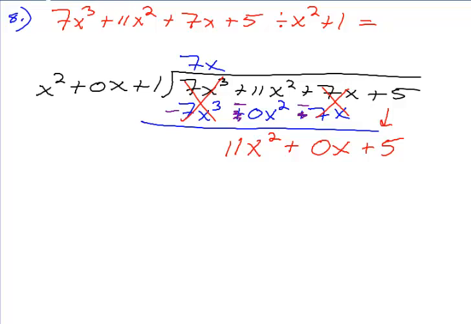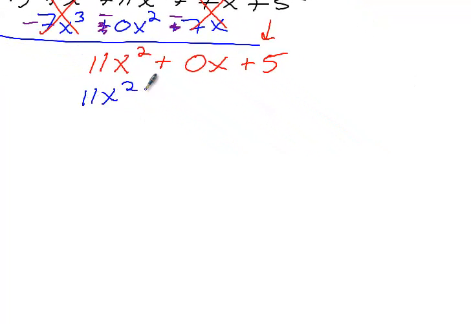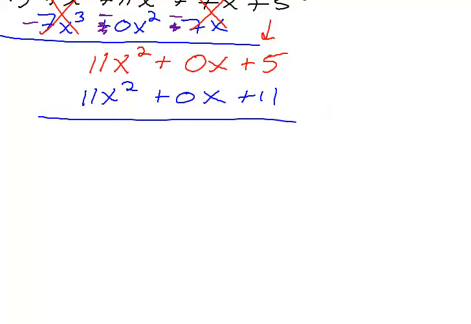Same process. Now I want to get 11x squared. What do I multiply with x squared to get 11x squared? Okay, so I get plus 11, right? No x's, just 11. Everybody good? What's 11 times x squared? 11x squared. 11 times 0x is 0x. And 11 times 1? Plus 11. And then what do I do with these?